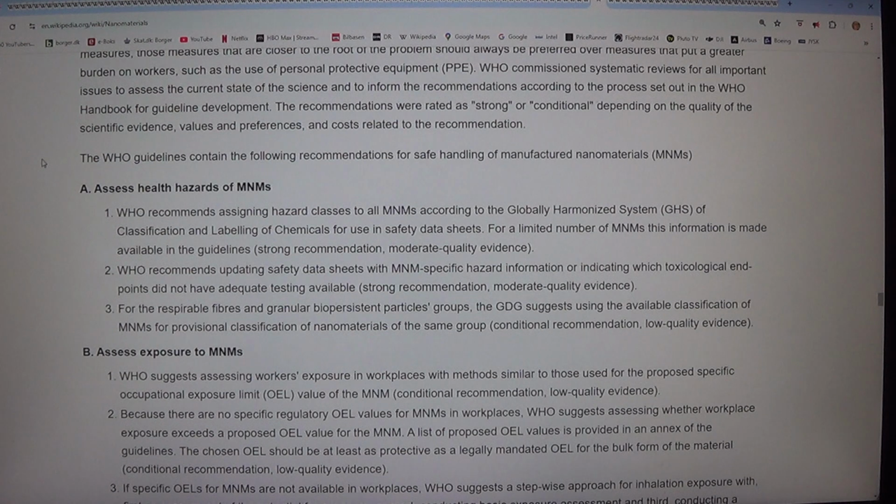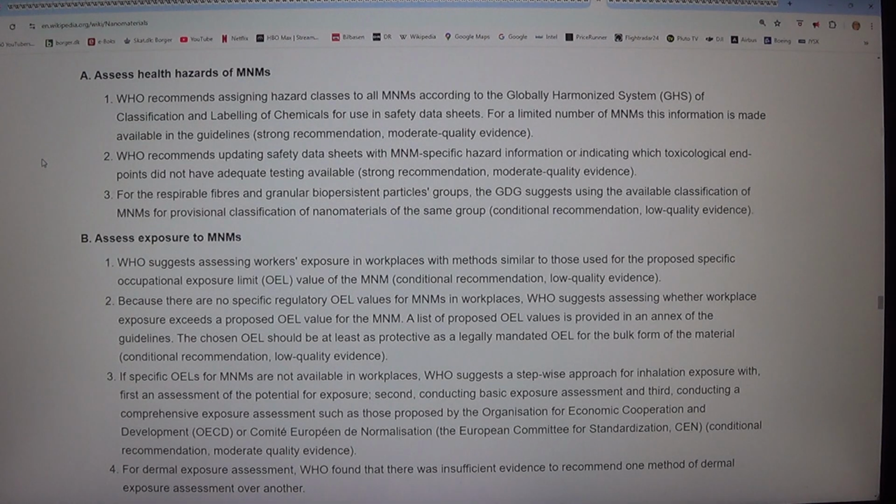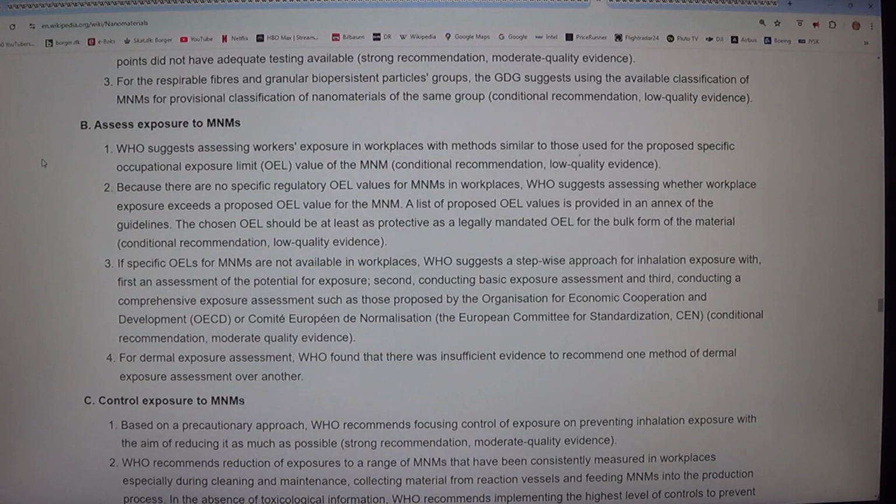3. For the respirable fibers and granular biopersistent particles groups, the GDG suggests using the available classification of MNMs for provisional classification of nanomaterials of the same group. Conditional recommendation, low quality evidence.